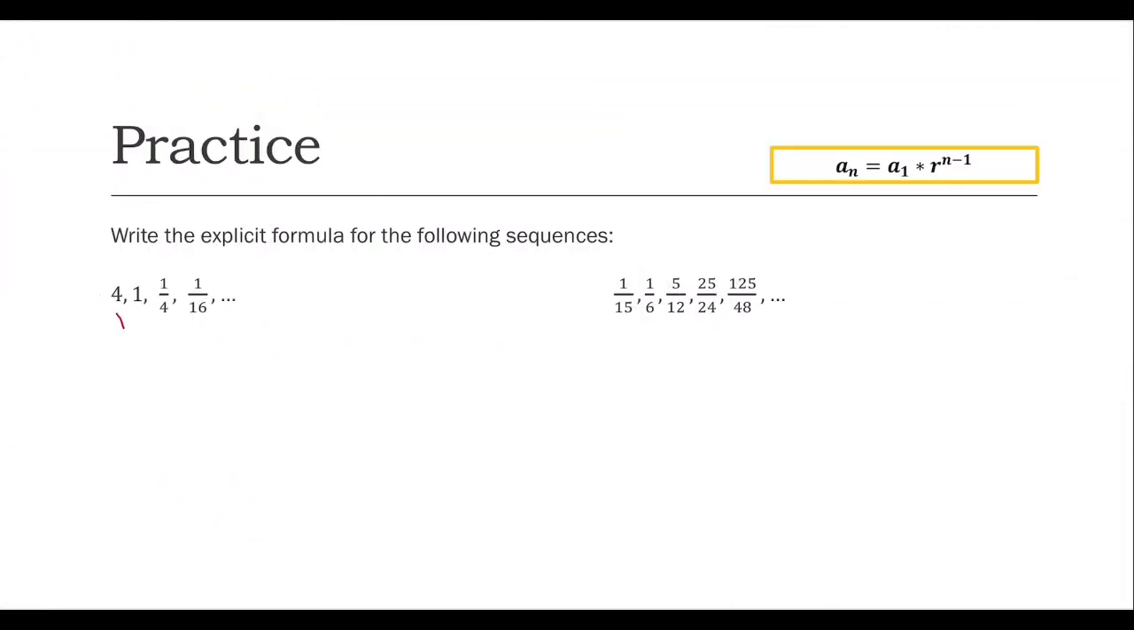So we'll find the explicit formula of this one. We'll take our second term divided by our first. We get our rate of 1/4. Our first term is 4. So a sub n equals a sub 1, so 4 times our rate, 1/4 to the n minus 1.